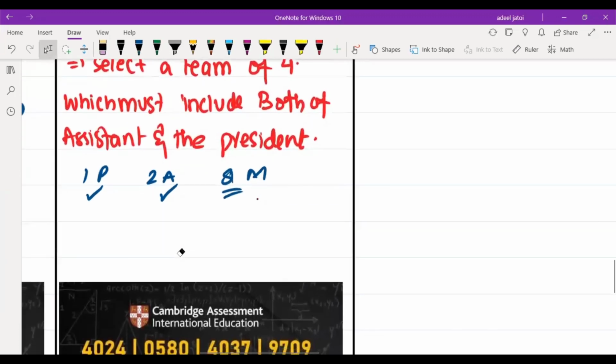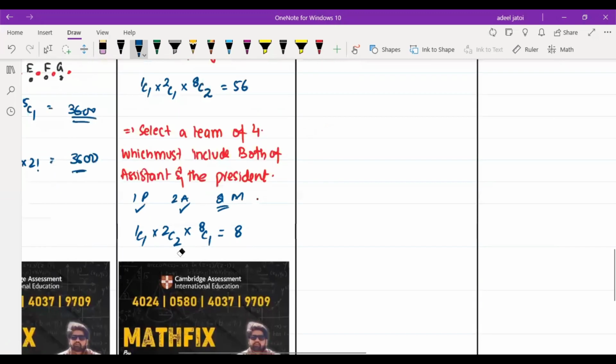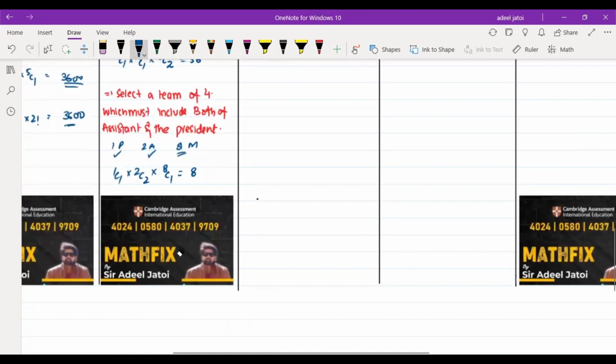So the answer would be 1C1 for the president, 2C2 for the assistants because that is confirmation, so 2 out of 2 will be selected. The remaining will be 8C1. The answer for this will be 8.